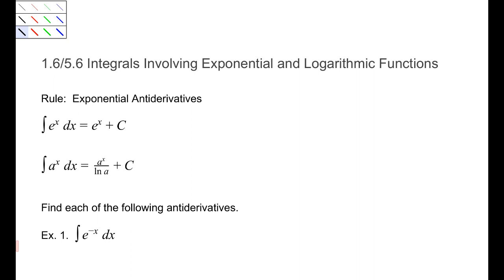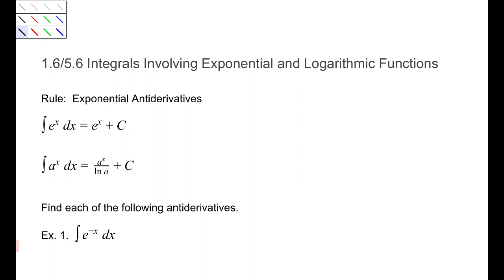The integral of e to the x dx equals e to the x plus c. Of course, we have plus c because these are general antiderivatives. And just like before, the derivative of e to the x is e to the x. The integral of e to the x is also e to the x. So it is one of the most beautiful functions you can have.